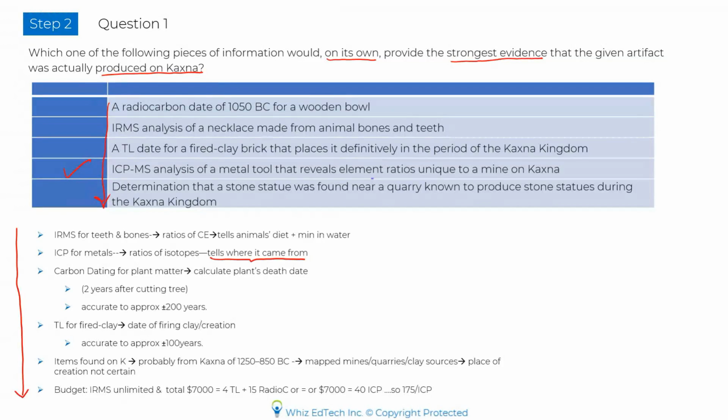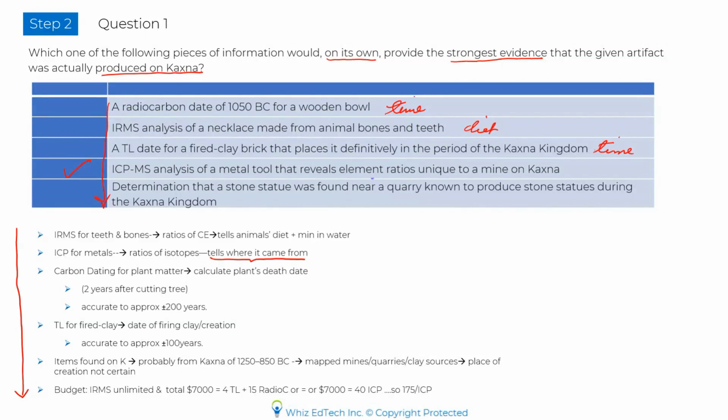Okay. ICP-MS analysis of a metal tool that reveals element ratios unique to a mine on Kaksna would tell you that this particular metal was produced there. This is the strongest evidence. For example, the radiocarbon date would tell you the time. So this would only tell you the time, not the place. Analysis would just tell you about the diet of animals and all. So this would be about diet, not about place. TL would again tell you about time of creation, nothing else.